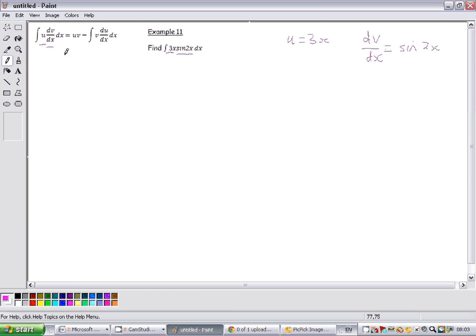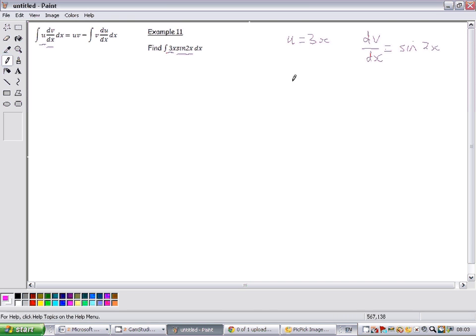On the right hand side are the things that we need to work out. So we need to know u, which we've already got. We need to know v, which we're going to have to find, and then we need to know du by dx, which we can work out. So we need u, v, and we need du by dx as well. So let's work them out over here.